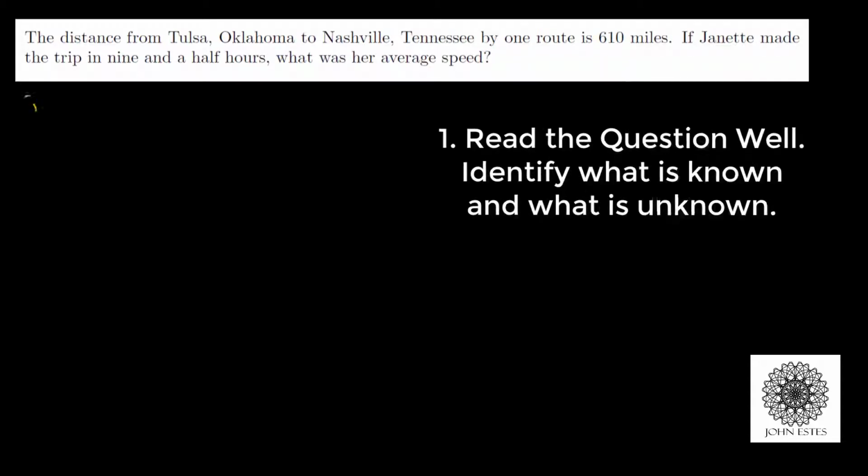Here we have an example of an application problem that can be solved with a linear equation, and I'm using it as an example to go over the five-part process that I just talked about. Alright, so part one of our process said to read the question well. Here it says the distance from Tulsa, Oklahoma to Nashville, Tennessee by one route is 610 miles. If Janet made the trip in 9.5 hours, what was her average speed?